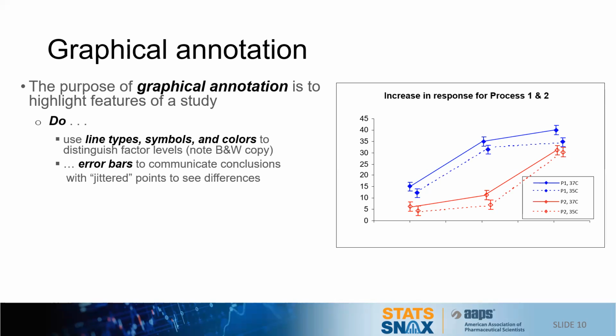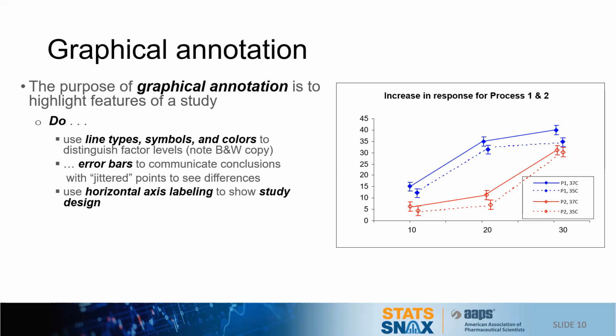And here I've added another factor to the plot, where not only am I looking at process 1 and 2, but I'm looking at these at 2 temperatures, 37 and 35 degrees C. Again, abiding by the principle of using different symbols and line types in order to distinguish these and be able to see the differences, even if I were to copy them into black and white.